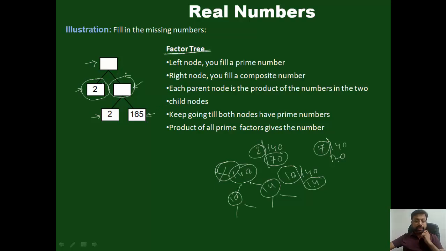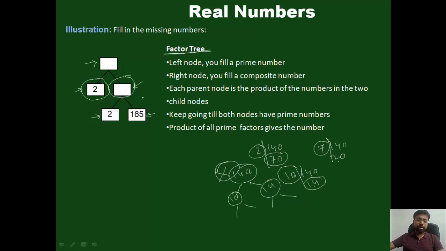In some questions, as in this, the factor tree is not complete. It's a part of a factor tree. You might argue that 165 is a composite number. How have we stopped the factor tree here? The factor tree is not stopped. The factor tree could go on beyond this as well. This is not the complete factor tree. It's just a partial factor tree.